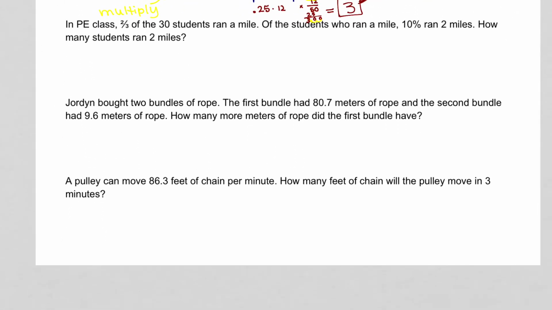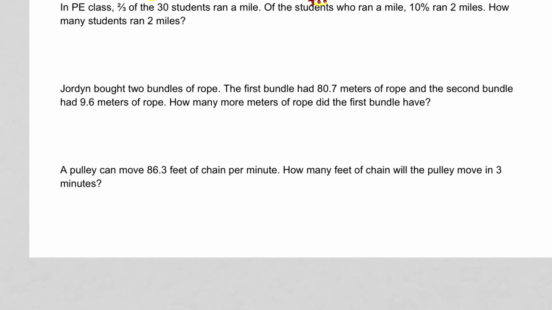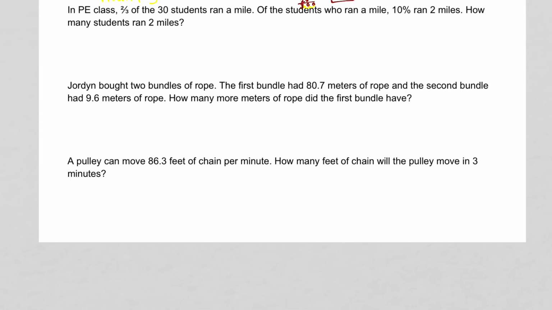Okay. In PE class, 2/3 of the 30 students ran a mile. Of the students who ran a mile, 10% of them ran 2 miles. How many students ran 2 miles? So we got a lot of information. We got 30 students. Let me organize this. Let's see. I've got 30 students.